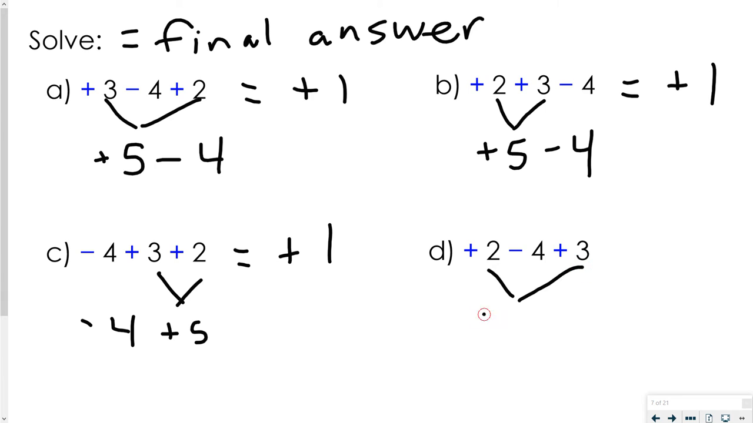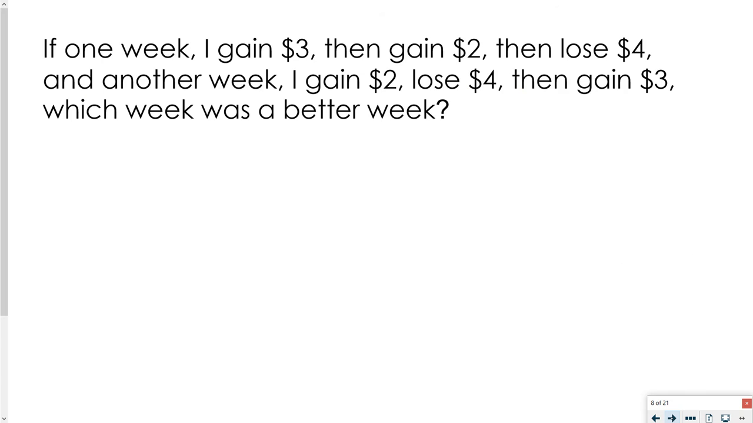Group your gains. So gain of 5, loss of 4, gain of 1. So what this is showing you is it doesn't matter where they are in the expression, you can group them. If they're the same, if they're both gains, then you can put them together, you can combine them, okay? Same thing with losses. If you have more than one loss, you can put them together and combine them, okay?